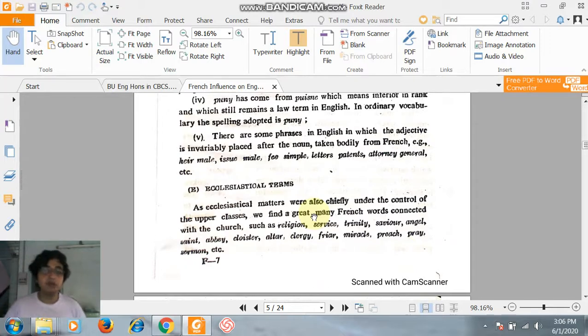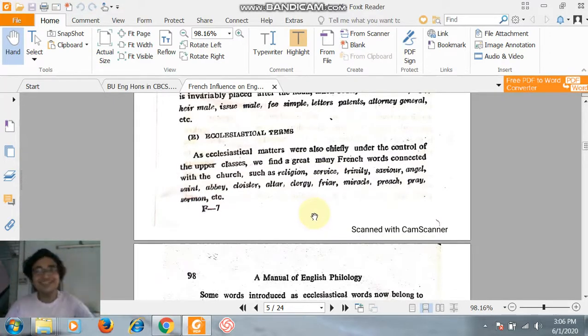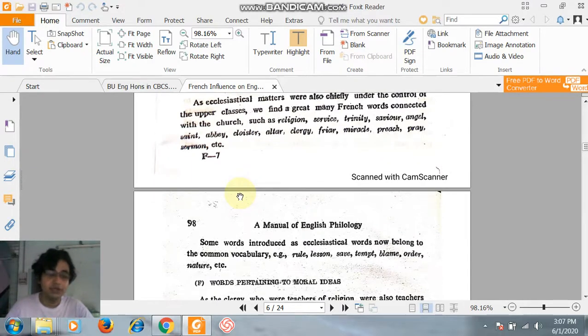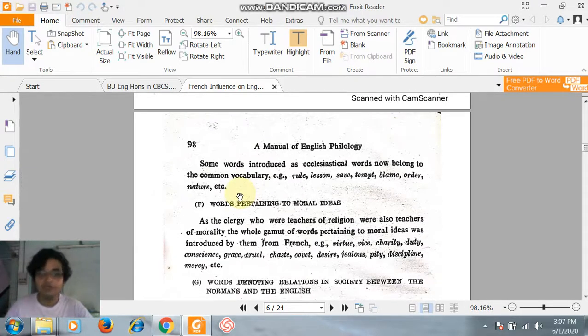Now let us discuss the French ecclesiastical terms, terms denoting coming from religion. As ecclesiastical matters were also chiefly under the control of the upper classes, we find a great many French words connected with the church, such as religion, service, trinity, savior, angel, saint, abbey, cloister, altar, clergy, friar, miracle, pray, sermon, etc. They have also been borrowed from the French language.